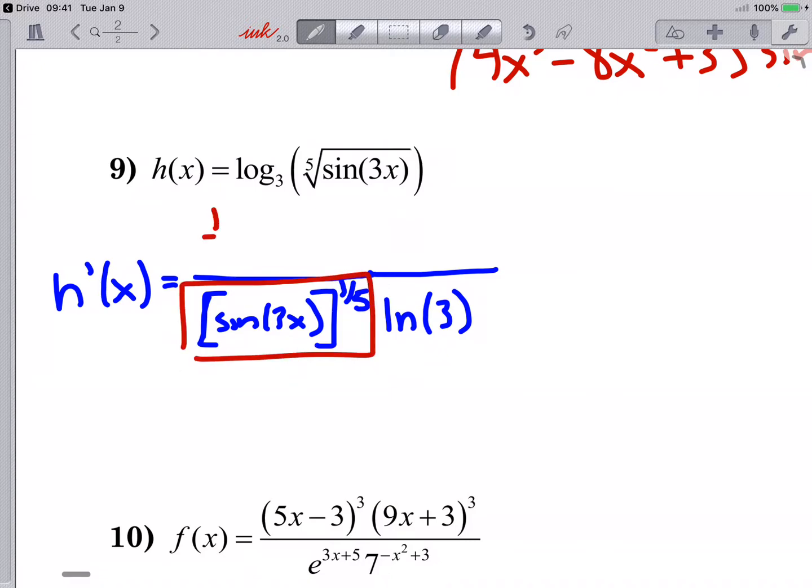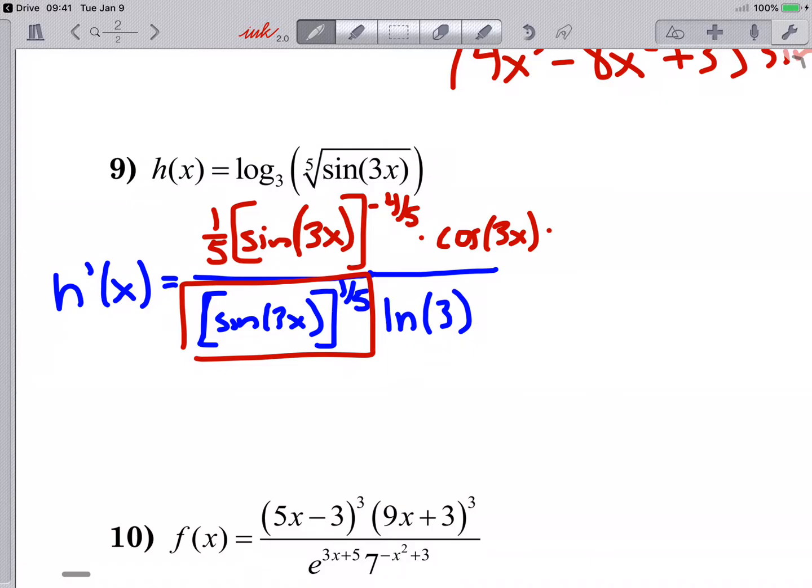So I'm going to have 1/5 sine of 3x to the negative 4/5, times the derivative of sine of something, which is cosine of that something, times the derivative of the inside, which is 3.